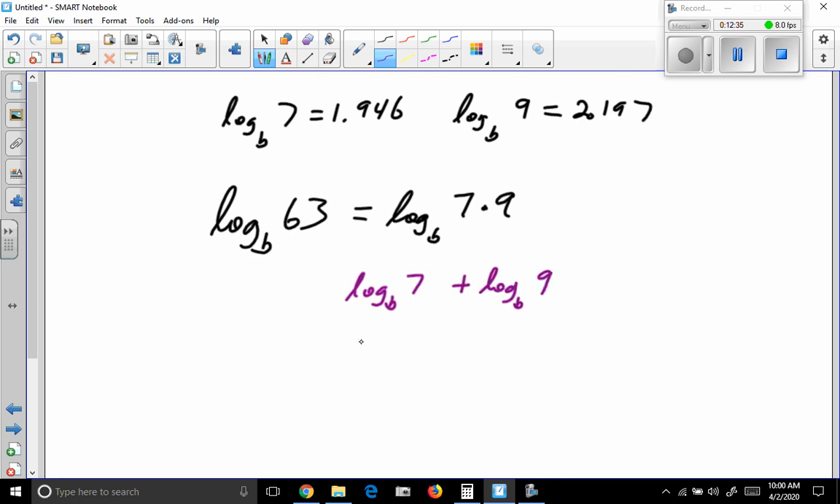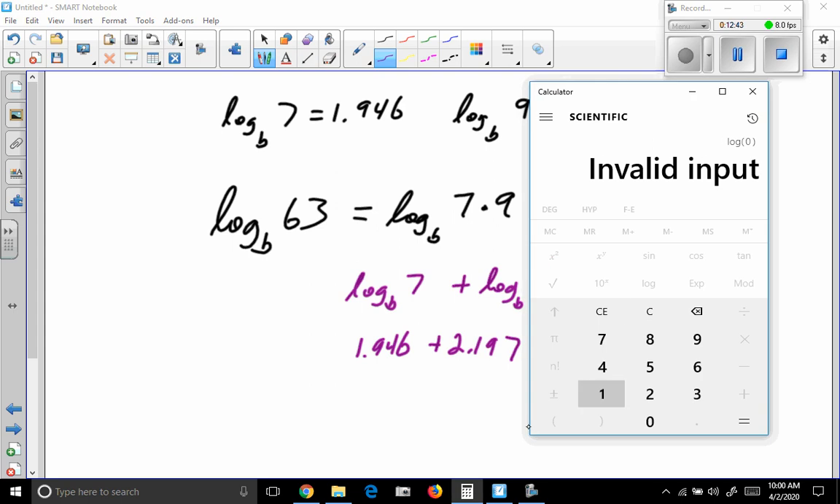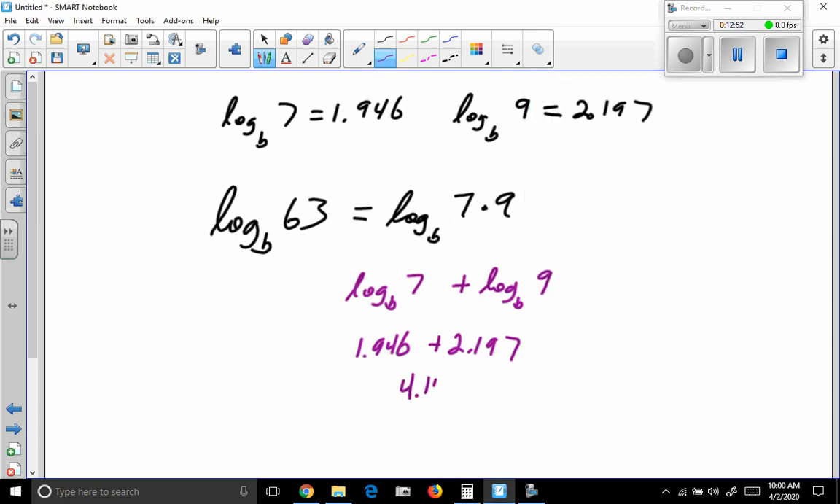We know how much log of 7 is. We know how much log of 9 is. So we can add those together. 1.946 plus 2.197, and that's our answer. So this is just a selection of different problems going over properties of logarithms.